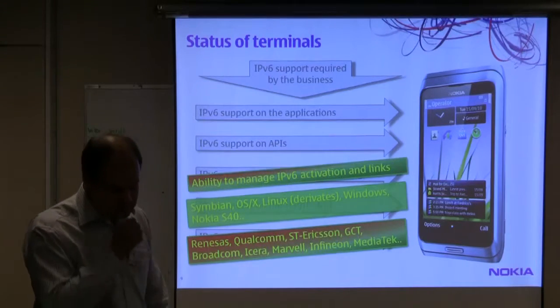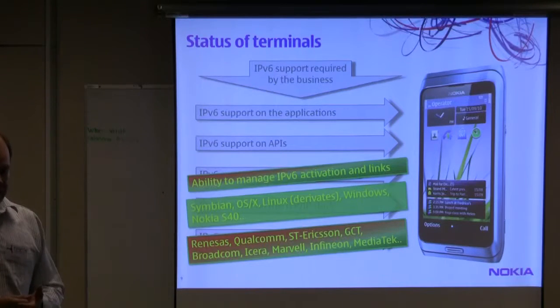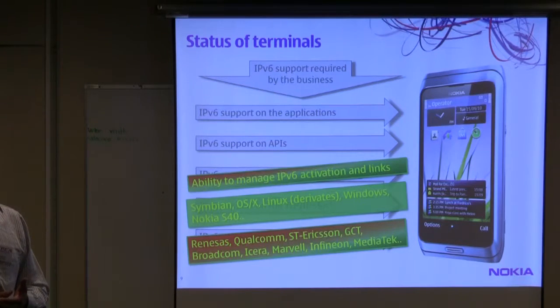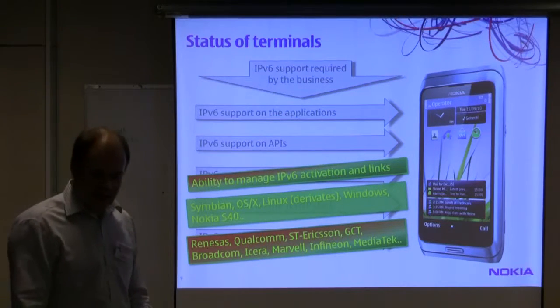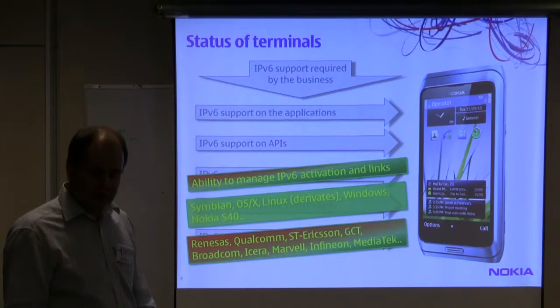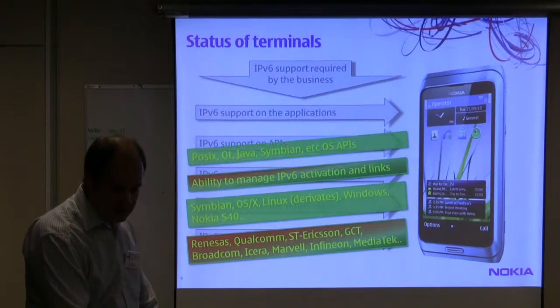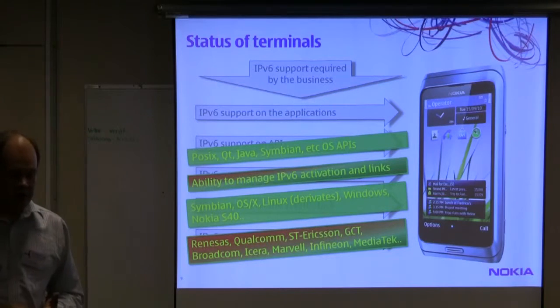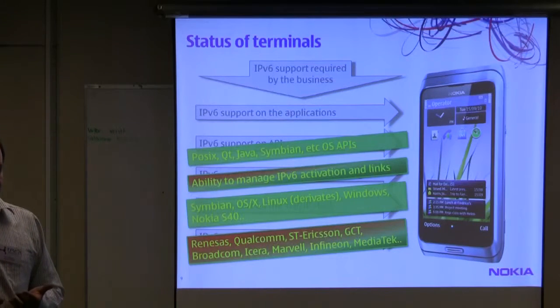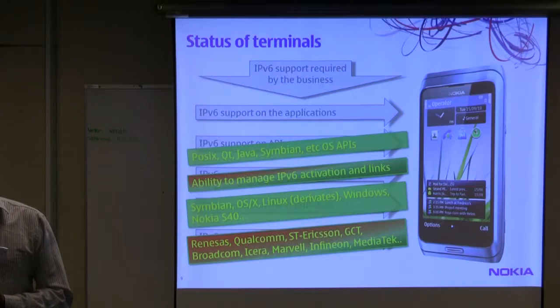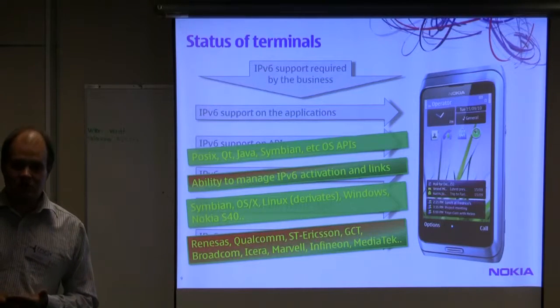Connection management: if the modem has V6 and the stack has V6, but there is no way to configure the device to actually use V6 or behave properly when roaming, that's an issue. But that is getting done as well. Programming APIs like POSIX, Qt, Java, Symbian, Silverlight, whatever APIs you have, those are pretty much V6 enabled already. I don't know any API specification that wouldn't support V6. I know some API implementations that don't support V6.